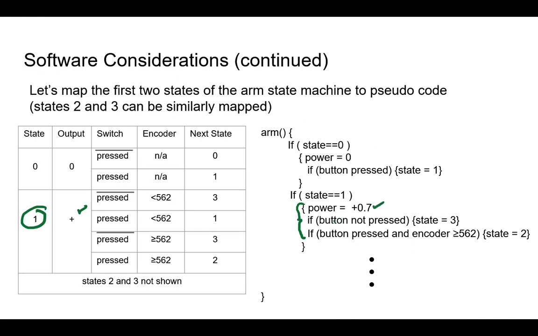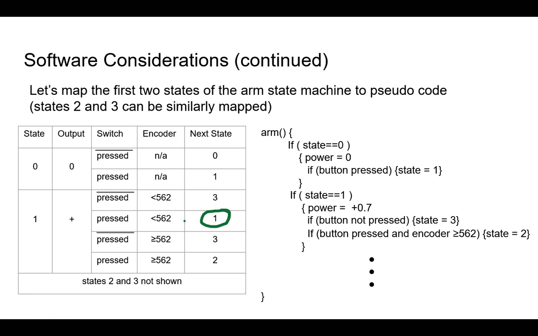Now we need to look at the inputs, and the inputs are the switch state, pressed or unpressed, and then the encoder state. And this is is it greater than or less than that upper limit, 562. So we look at that. Now, when we're doing that, let's take a look at the simplest transition. The simplest transition right now is to just stay in state 1. So to stay in state 1, we just don't do anything.